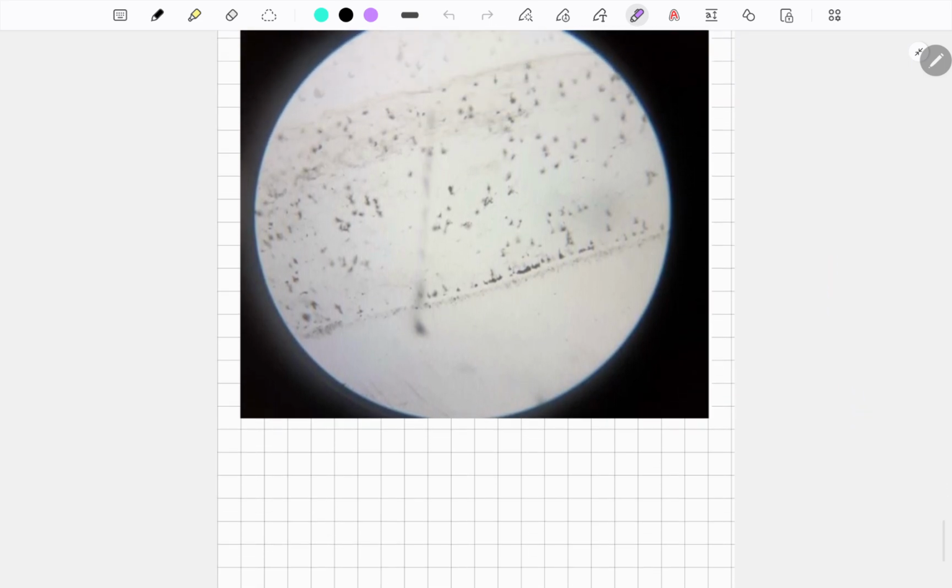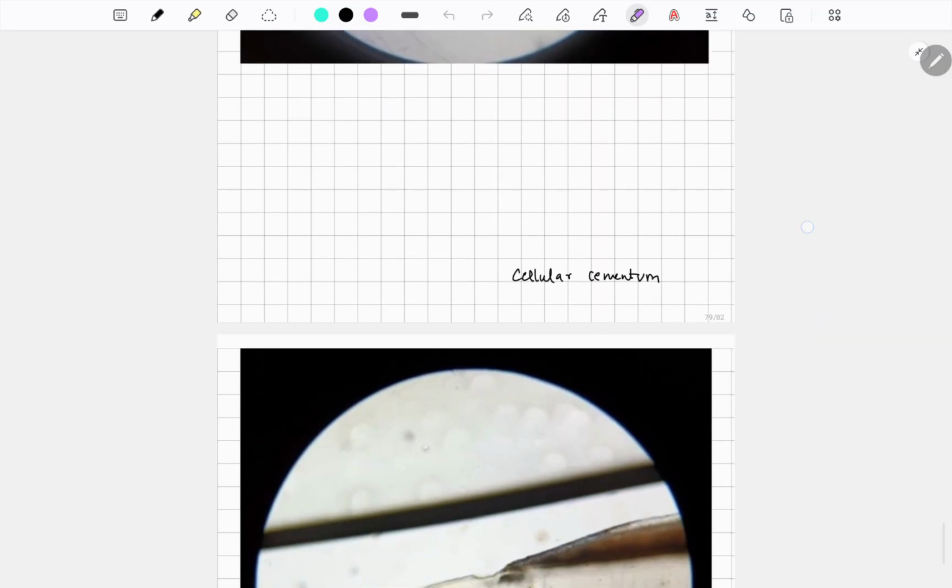Then this is cellular cementum. As you can see, there are cells present in the cementum which are cementocytes. This is a slight granular layer and this is the dentine. So these are the cells, cementocytes, which are present in the cellular cementum.